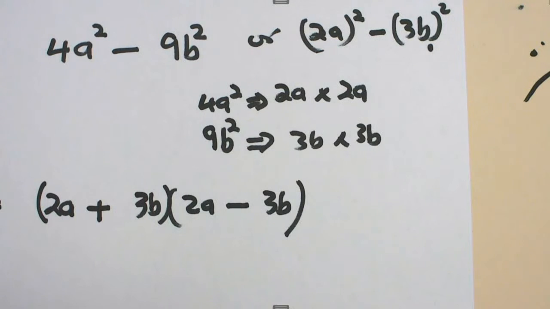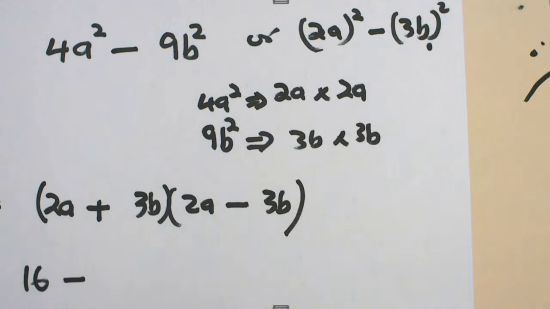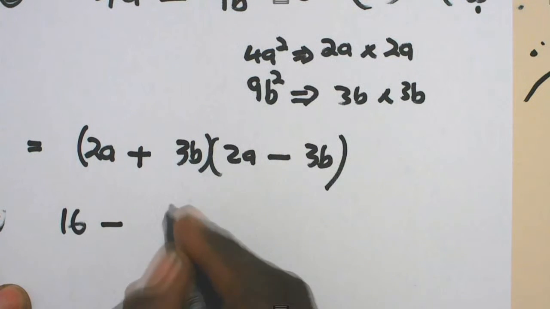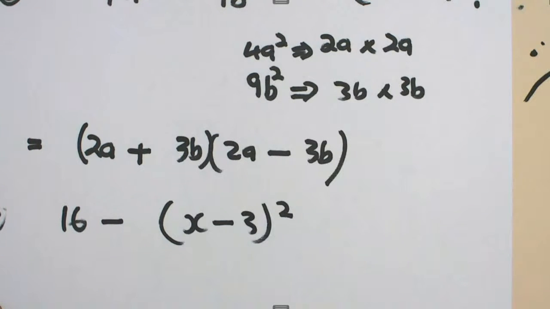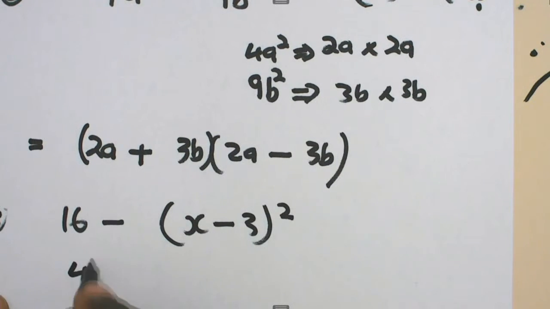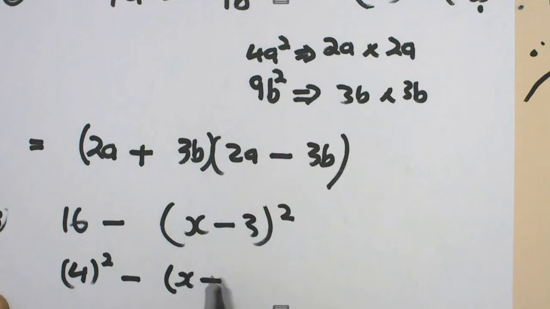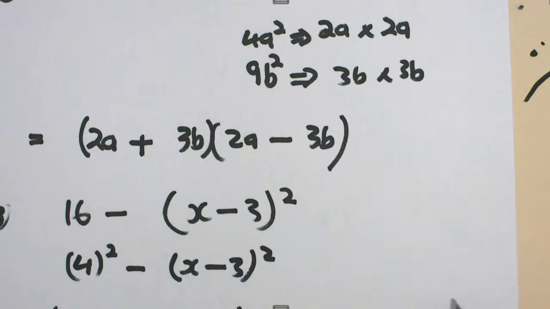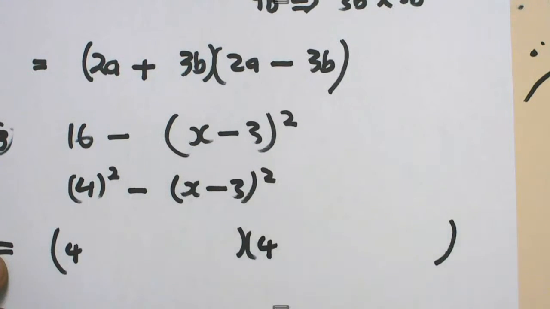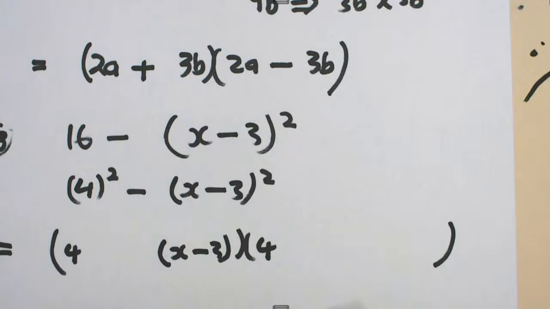The third one was 16 minus (x minus 3) all squared. Now it means 16 is the same as 4 all squared, minus this one, which is the same as (x minus 3) all squared. Now for the factors, put 2 brackets. It is 4 this side and another 4, and then x minus 3 also in a bracket.